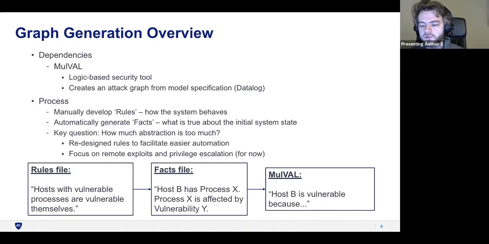Then you have a facts file that says, here's the state of the system. This host has this set of processes running on it. It's affected by these vulnerabilities. And then Molval does the work of stitching those things together and coming up with the conclusion that host B is vulnerable. And why? Because this, this, and this.